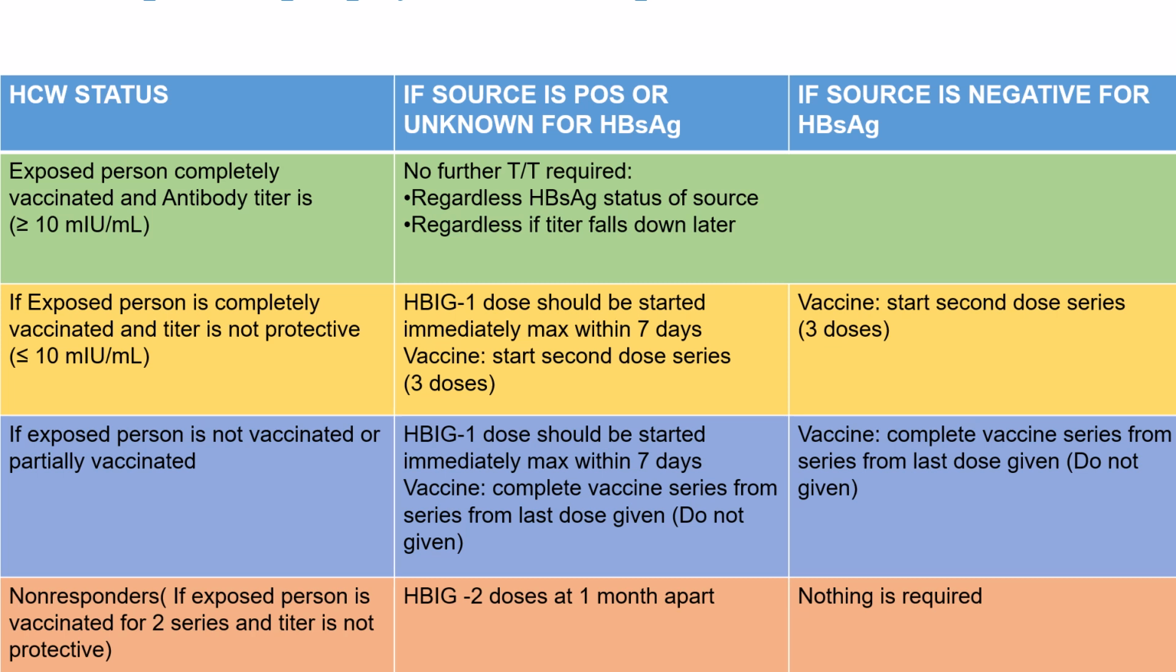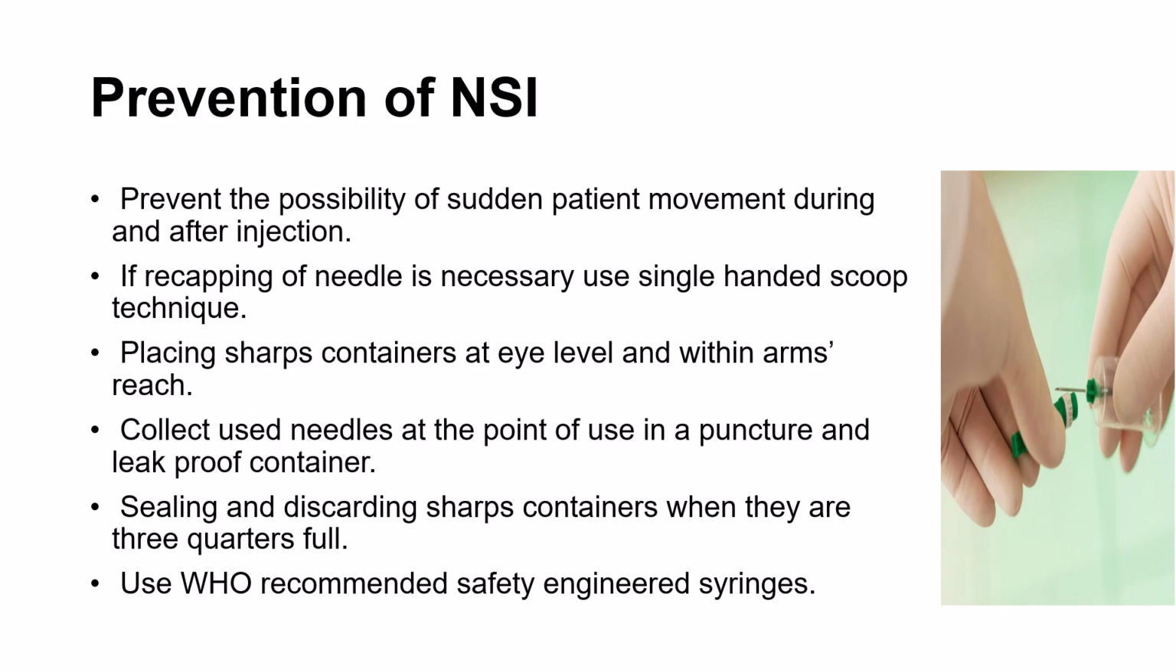And then next is non-responder. If the exposed person is vaccinated for 2 series and titer is not protective, HBIG 2 doses at 1 month apart, nothing else is required. Prevention of needle stick injury.